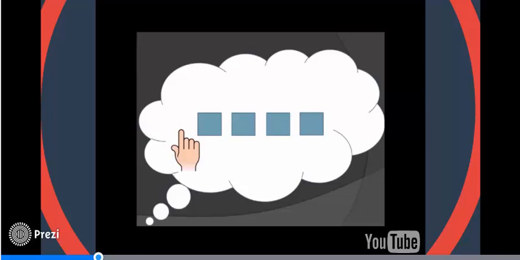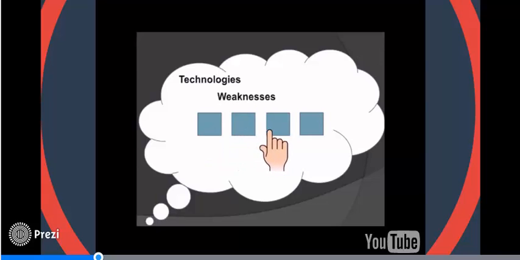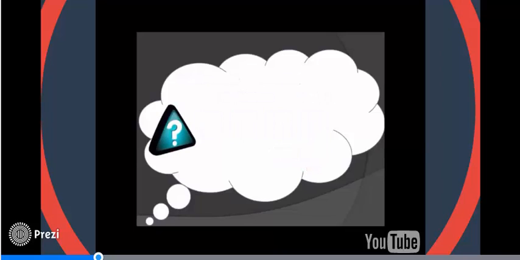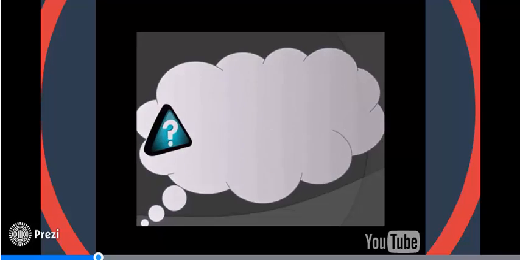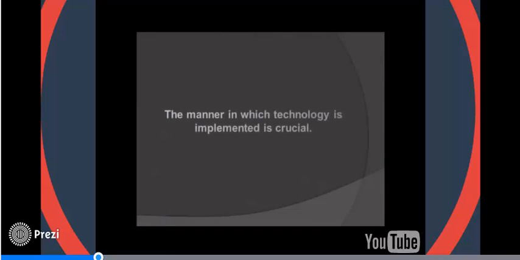To properly incorporate technology, educators must carefully consider the technologies provided to them and compare the weaknesses and strengths of each with their specific needs. The question becomes not how to use technology, but how to adapt technology to our context. The manner in which technology is implemented is crucial.